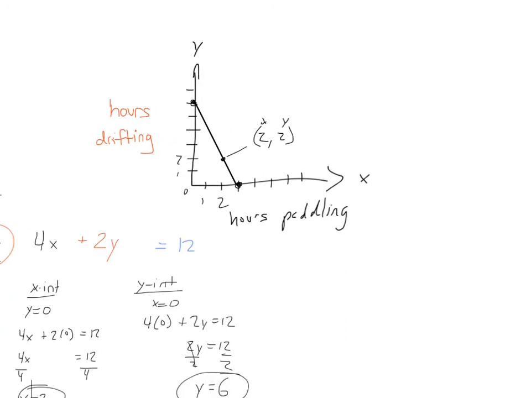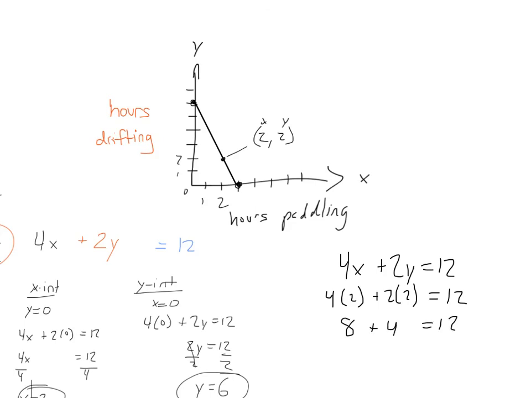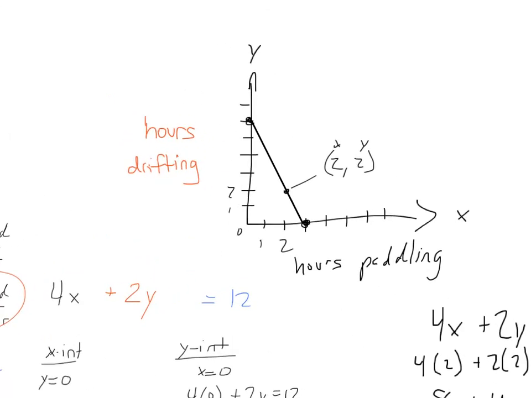Now I can double check that by rewriting my equation and plugging in 2 both places, because we're using the point 2, 2. So 4 times 2 plus 2 times 2 should get me 12. 4 times 2 is 8, 2 times 2 is 4, and last time I checked, 8 plus 4 equals 12. So we could do 2 hours of each and go the 12 miles.